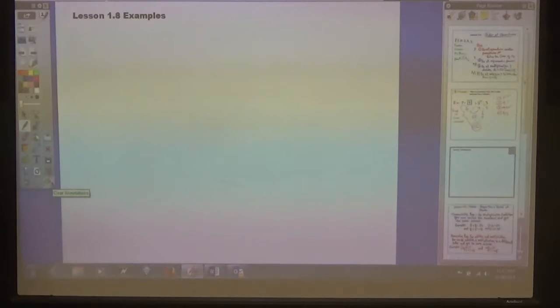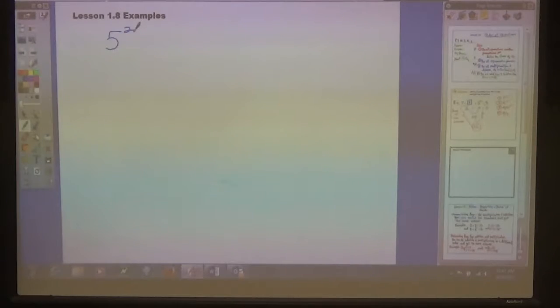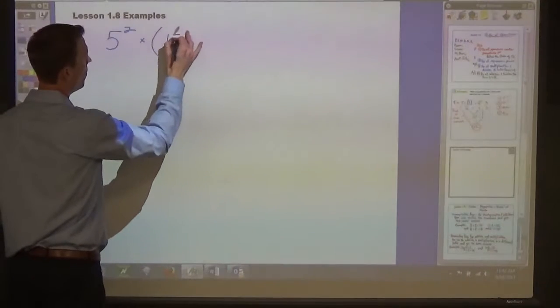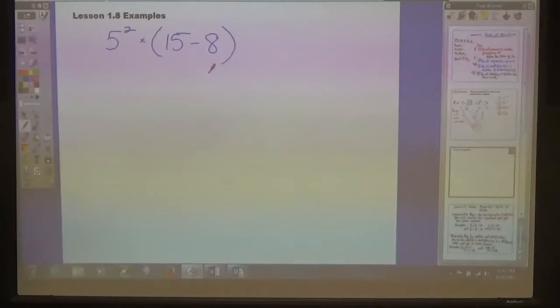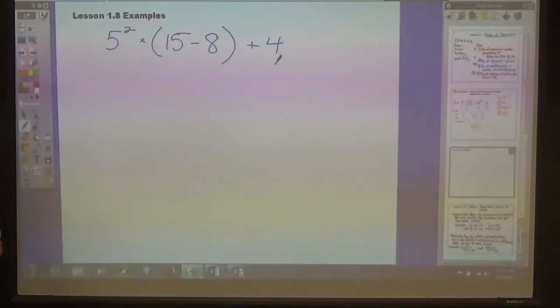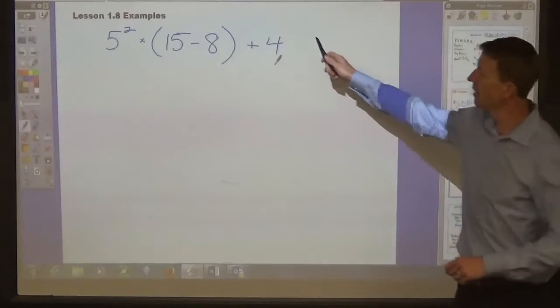Should we do this in our notes? In your notes: 5 squared times 15 minus 8 plus 4. No. We just said no. Nope, do this in your notes. This is an example.